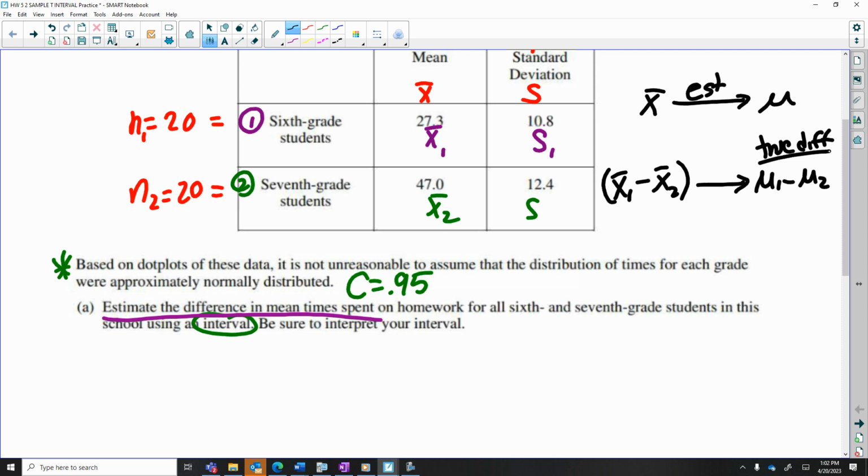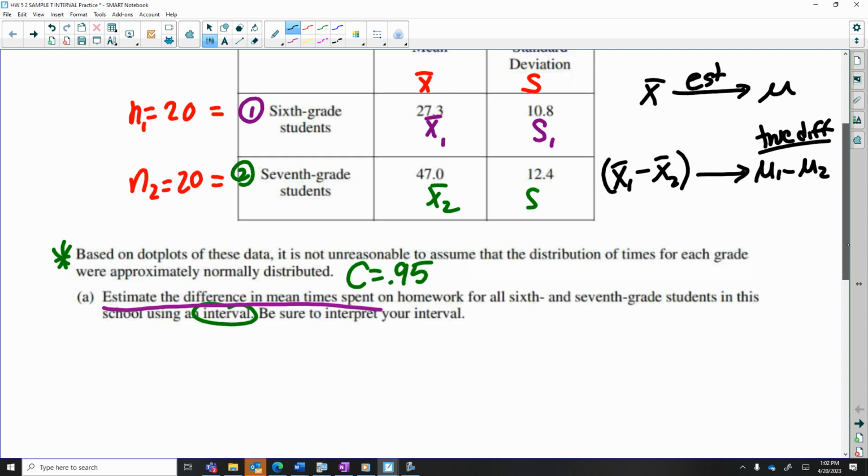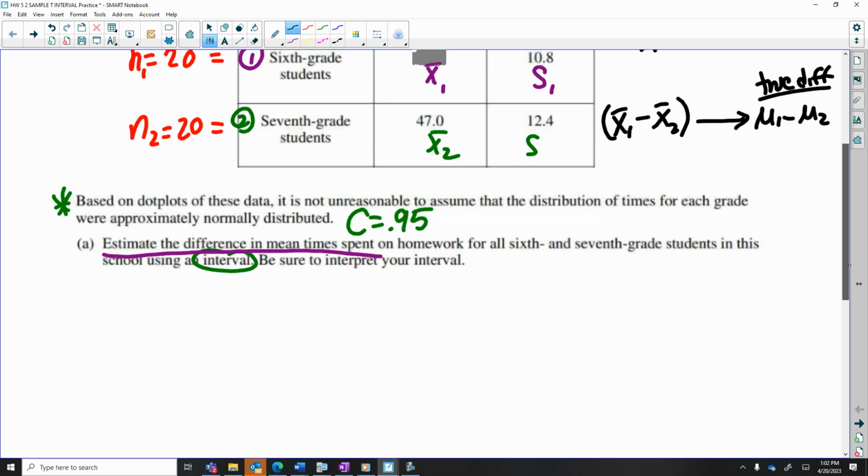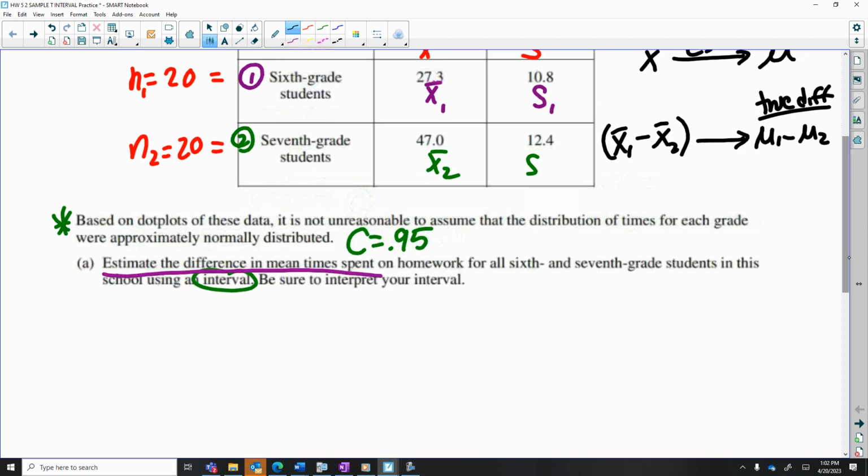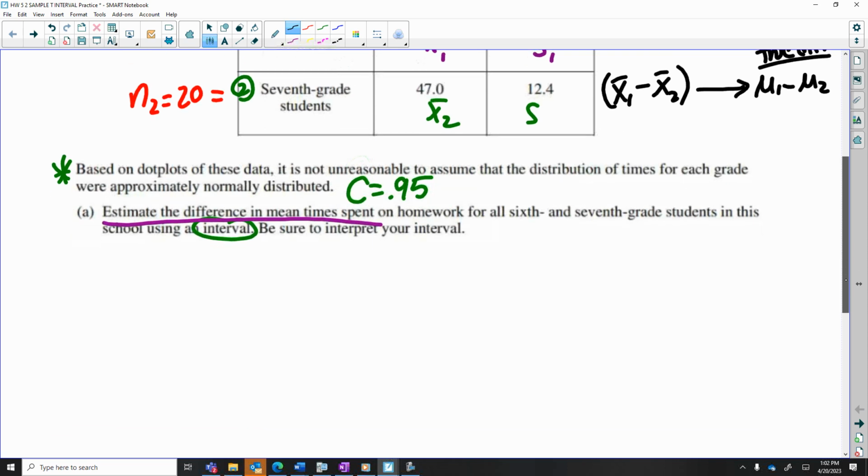You could put 1 for seventh and 2 for sixth. It's up to you. They just really want you to define your parameters. So keep in mind if you use 1 and 2, you really have to define which one's 1 and which one's 2. Another idea would be to use 6 and 7, and then it's actually more logical which one represents which.